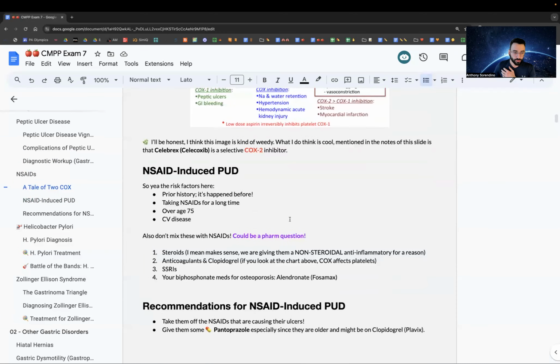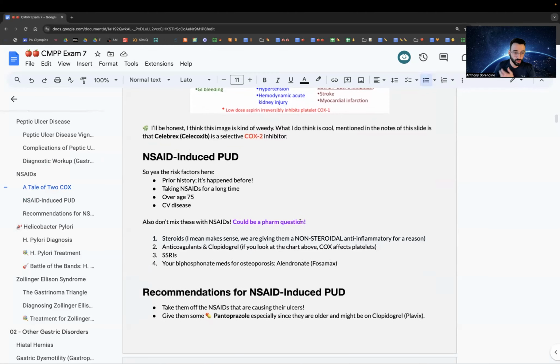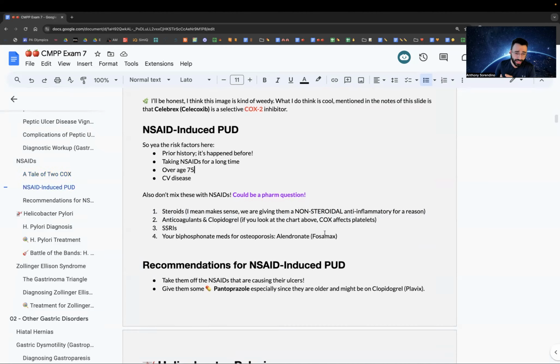Yeah, we can skip through this. Okay, so with NSAID-induced peptic ulcer disease, a prior history, if it's happened before, it's bound to happen again. Obviously, if you're taking NSAIDs for a long time, the elderly are really chronic offenders here, so over age 75. And if you're taking NSAIDs, you also don't want to combine them with some of these other things.